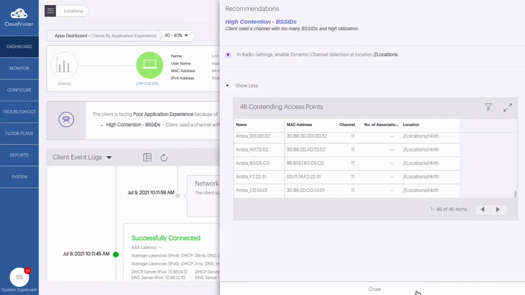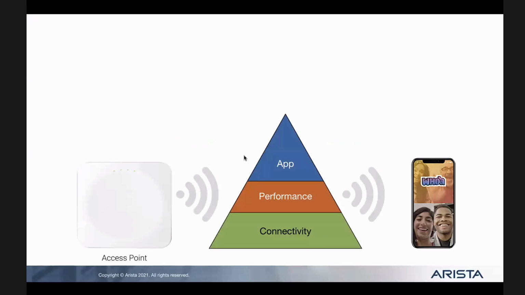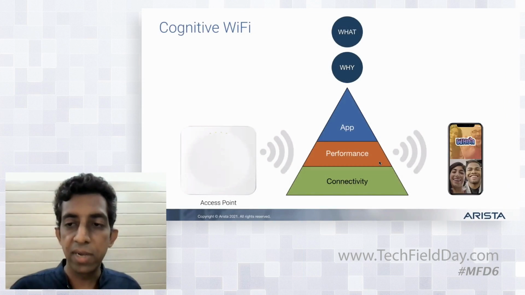So the point here is that what Arista's cognitive Wi-Fi solution does is that it not only helps you measure the quality of experience that the client is getting across this entire pyramid, right? It also tells you why that experience is not great and what you can do to make that experience great, what you can do to mitigate that issue. And that's what we really call cognitive Wi-Fi. So that's it from my side.